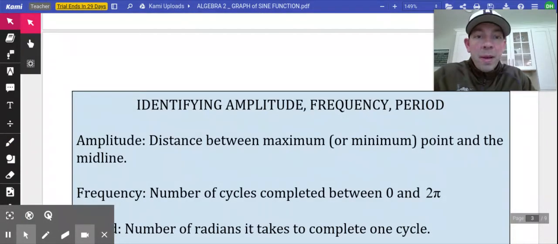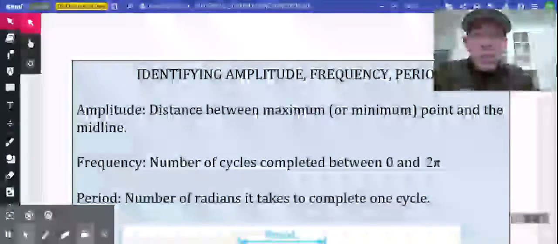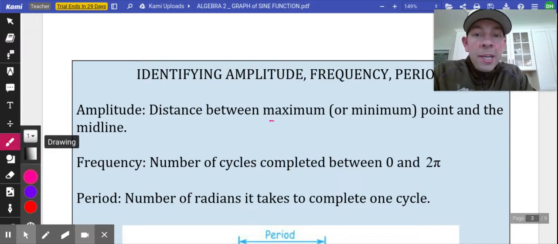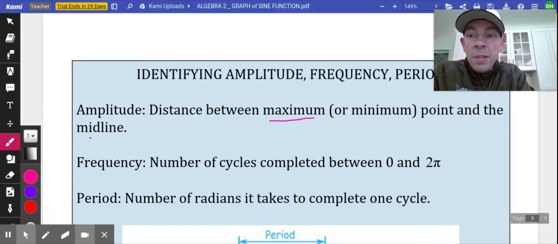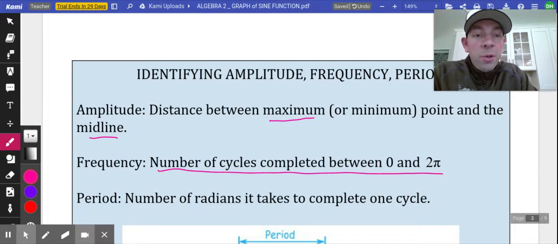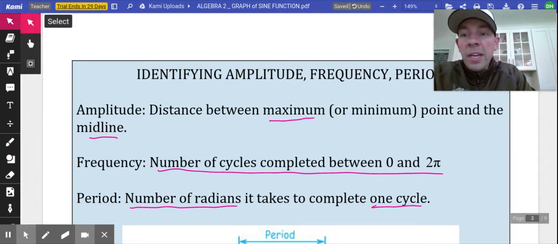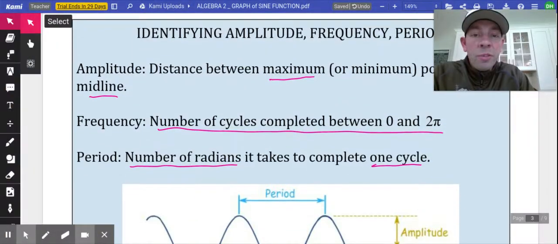So here are some really popular terms, some characteristics that we want to be really comfortable with on these graphs. The amplitude is simply going to be the distance between the highest point on the graph and down to the midline. Frequency is going to be the number of cycles you see completed at 2 pi. And the period is just how long does it take? How many radians does it take to complete just that first cycle? And obviously, frequency and period are closely related to each other.